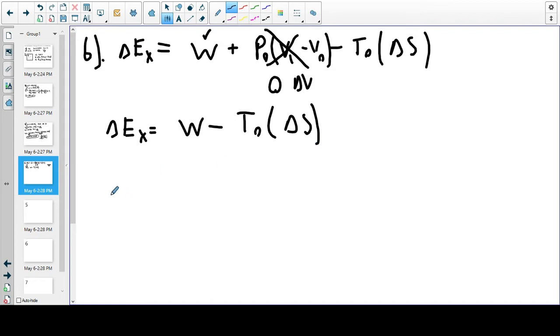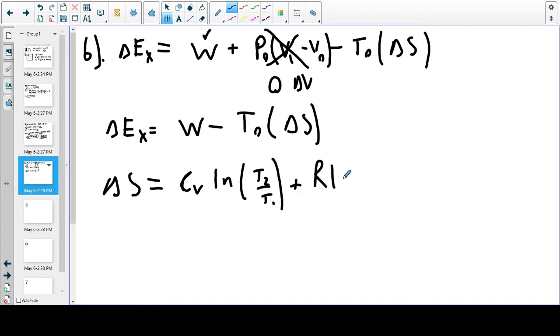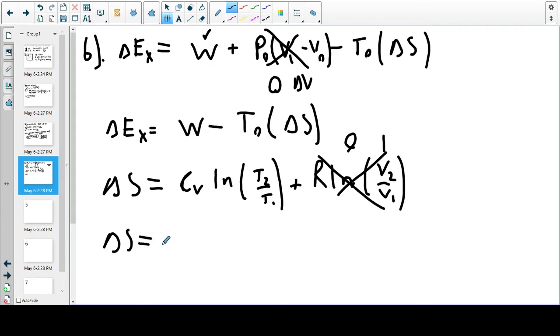And since we're using this as an ideal gas, we can use the delta S of ideal gas equation, which, if you recall from previous chapters, is CV times ln of T2 over T1, plus R ln of V2 over V1. And what we can do to change this equation is that the volume is the same. V2 over V1 is the same, so this becomes 1. And ln of 1 is 0, which means this all goes away. So we are left with delta S being equal to CV ln of T2 over T1.